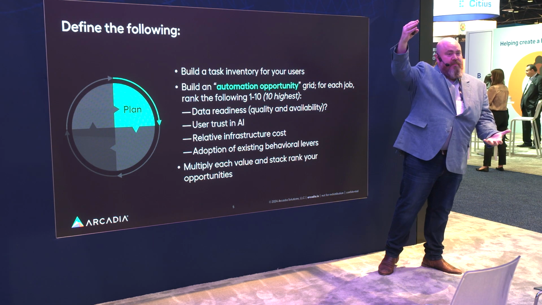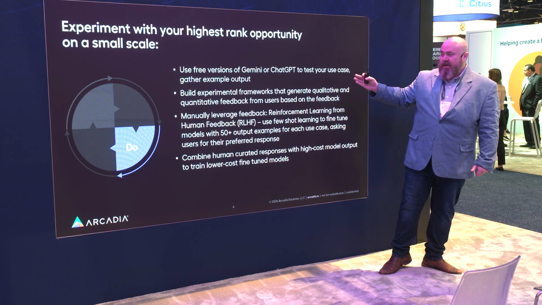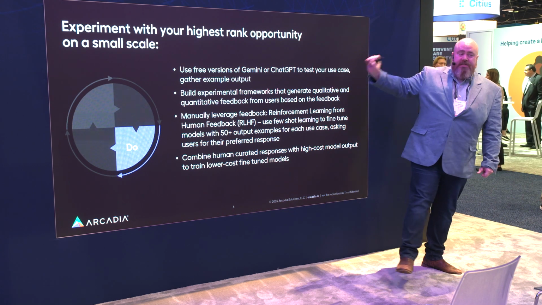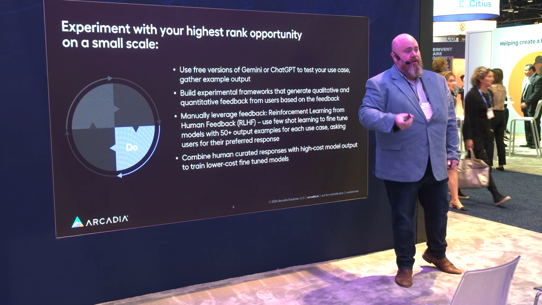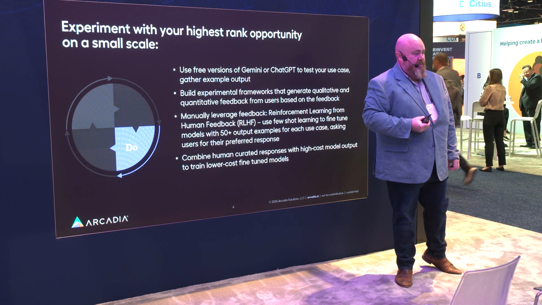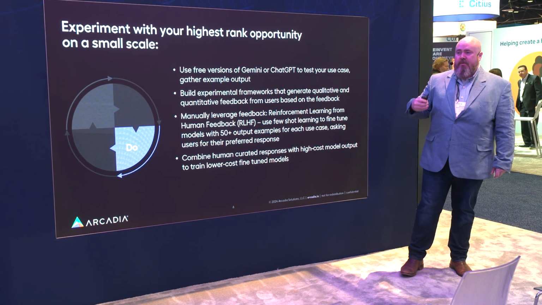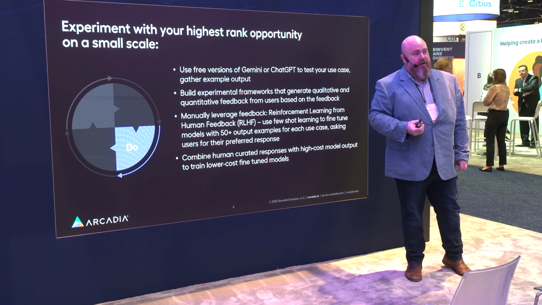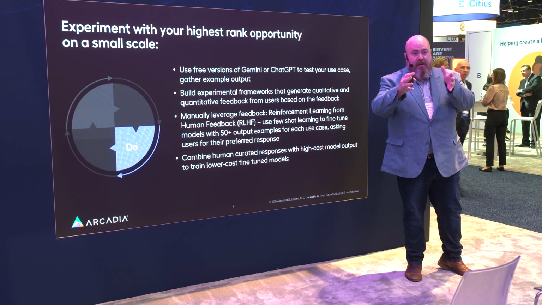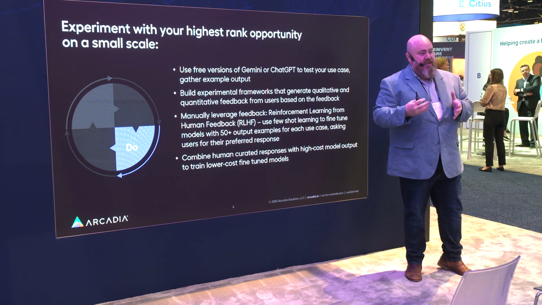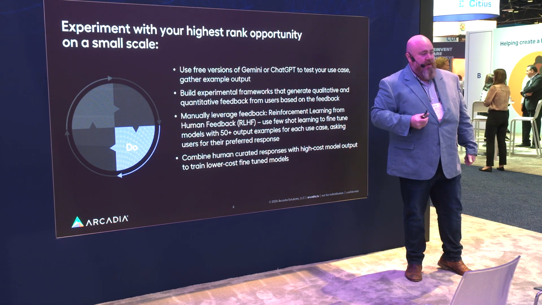You can then take those various opportunities and evaluate which ones you want to take action on first. We'll talk about that in a little bit more detail in a second, but once you have that key opportunity, experiment. Figure out what makes sense. Figure out what the output looks like with freely available GPT or Gemini. And then build experimental frameworks that would generate both qualitative and quantitative feedback. What that looks like is something where you might take an existing chat interface and have your care coordinators use ChatGPT to get an expected result. Have them copy and paste that in and then give feedback on that.